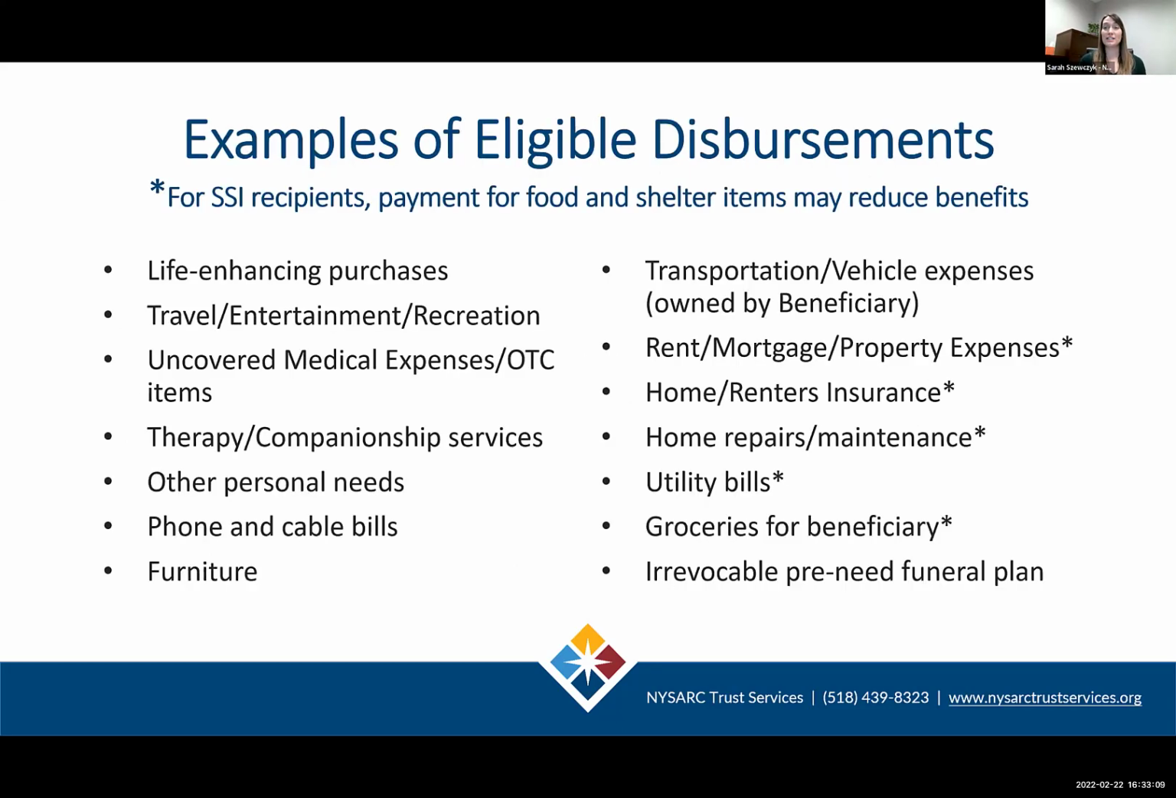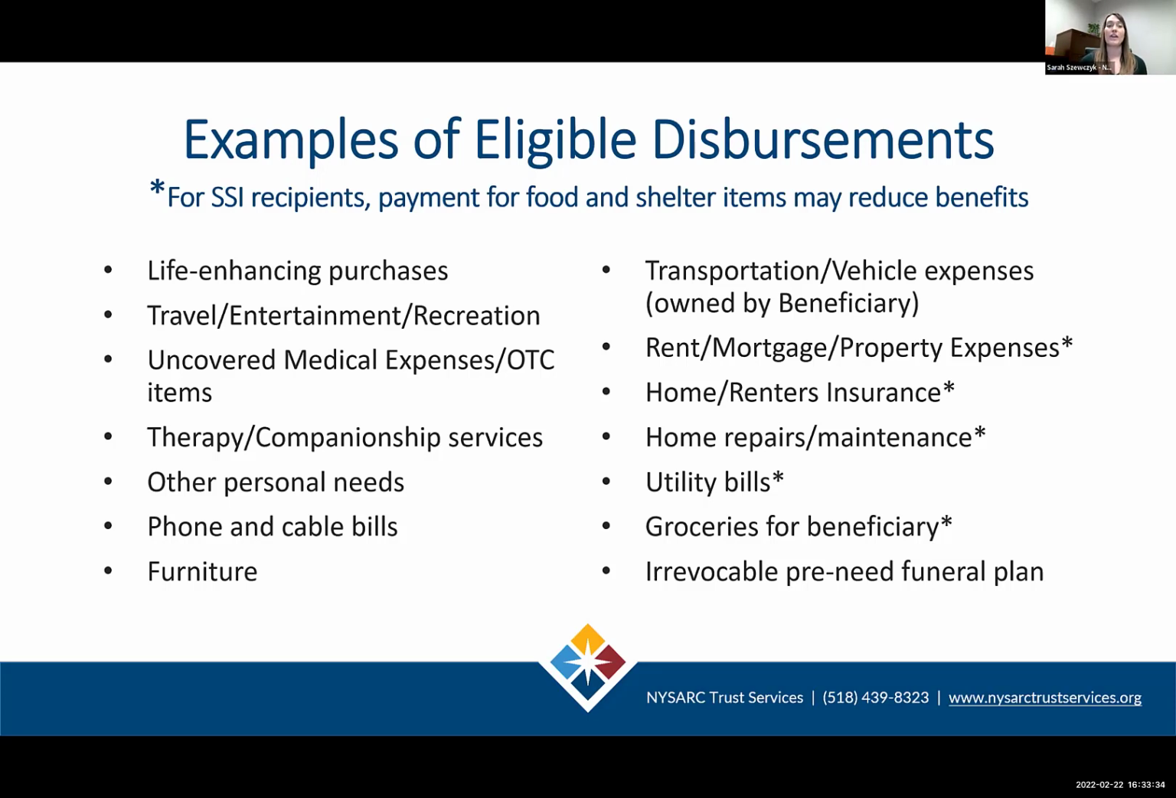As I mentioned, the list of things that we can pay for out of the trust is truly infinite. It really depends on the person's unique wants and needs. But typically, it's going to be things that go above and beyond their government benefits. We're looking to provide for items and services that are going to give them a better quality of life. Could be things like travel, entertainment, recreation.